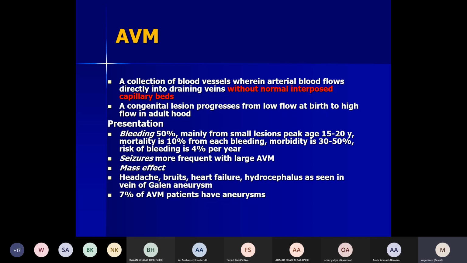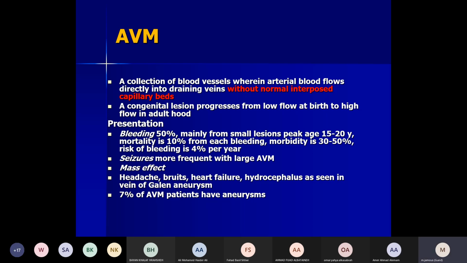Presentation is bleeding in up to 50%, and mostly the bleeding is intracerebral hemorrhage. It may also present with seizure and mass effect. Sometimes in pediatric age it can present with heart failure, due to a high volume of blood shifted from the arterial to the venous side. And about 1/3 of AVMs have an aneurysm.